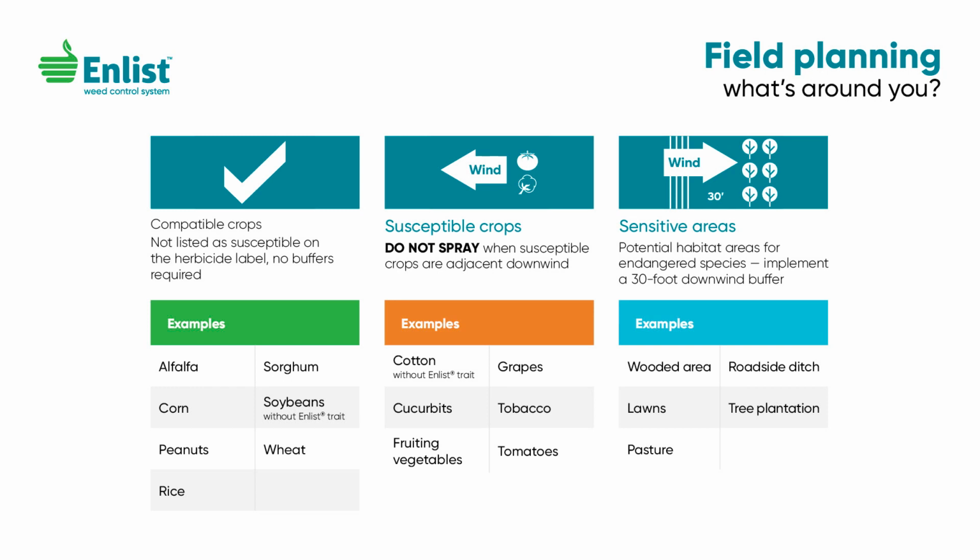Examples of those would be corn, peanuts, rice, grain sorghum or milo, soybeans with or without the Enlist trait, which is significant here in the Mid-South with the number of soybean acres we have, and then wheat as well. So if you've got any of these crops in an adjacent field or potentially surrounding your Enlist field, as long as the wind speed is within the labeled range, you can make an application with the wind blowing in that direction. The crops we have to be careful around would be susceptible crops.